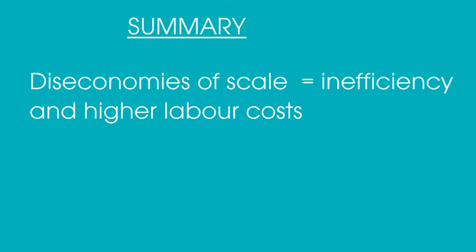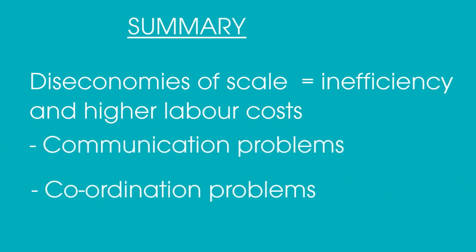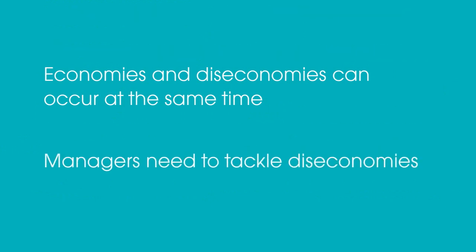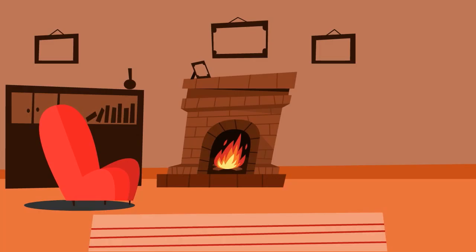So, to sum up, diseconomies of scale are the inefficiencies and higher labour costs that arise from getting bigger. Particular problems arise around communication, number one, and number two, coordination. Economies and diseconomies of scale can arise at the same time, and managers need to find ways of tackling diseconomies of scale.